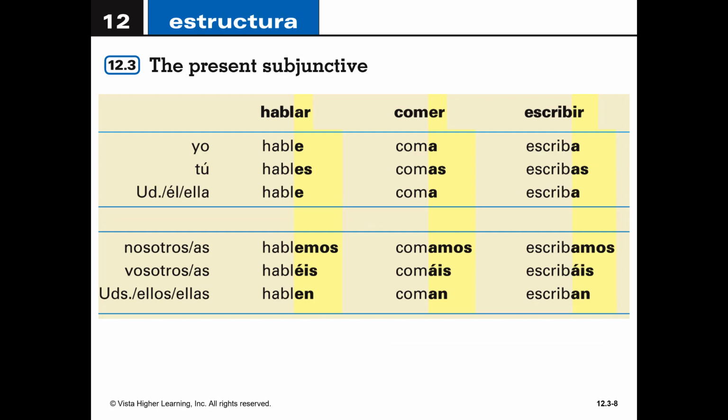And here they are, the ones that I just told you, but just written out. As you can tell, all of the endings for AR have to do with E: e, es, e, emos, en. Whereas for ER and IR, all of those endings have to do with A: a, as, a, amos, an.